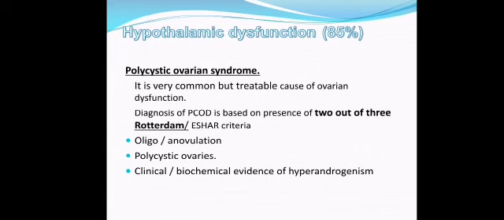The second cause is the hypothalamic pituitary dysfunction, and it is the maximum number of the people who are having anovulation due to this underlying pathology. The problem would be polycystic ovarian syndrome. It is a treatable cause of ovarian dysfunction, and diagnosis is made by presence of 2 out of the 3 Rotterdam criteria, which includes oligomenorrhea as a clinical presentation. There can be polycystic ovaries, or it can be a clinical or biochemical evidence of hyperandrogenism.